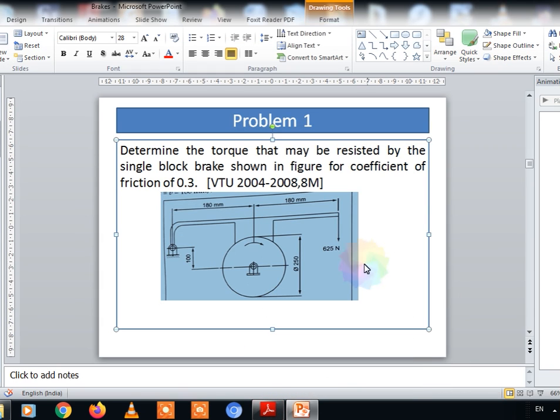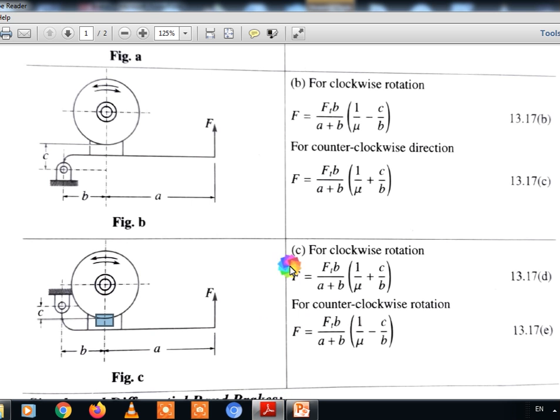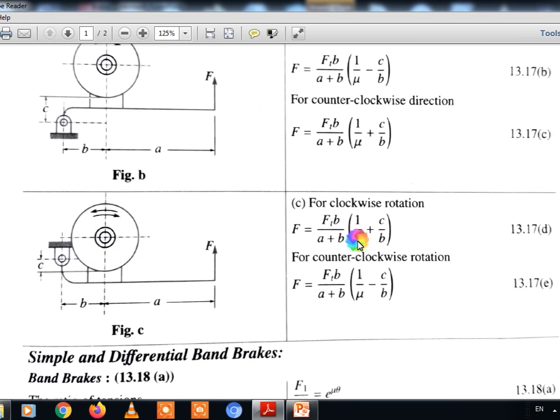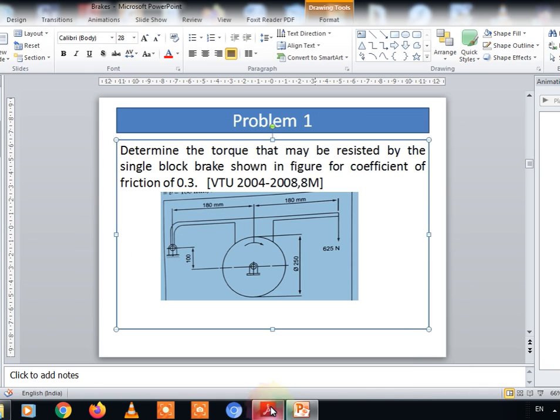F is the force, which is given. A and B are known to you, and mu is the coefficient of friction between the brake block and the brake wheel. The C value we need to calculate. Since the rotation is clockwise, we need to refer to this equation before calculating.